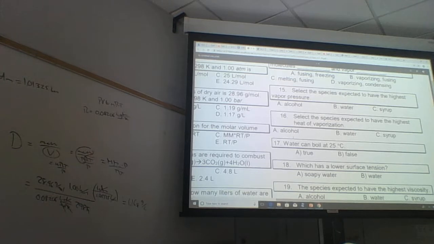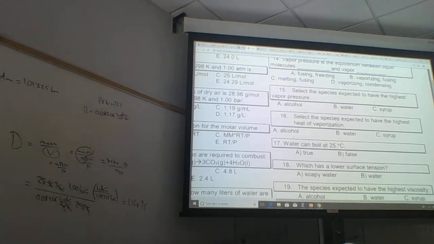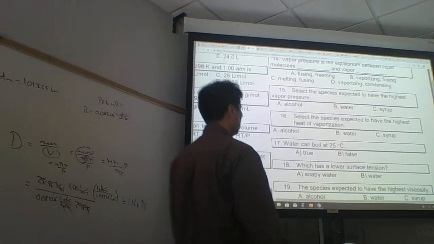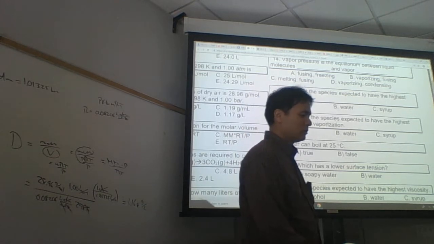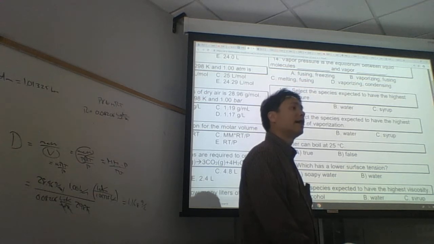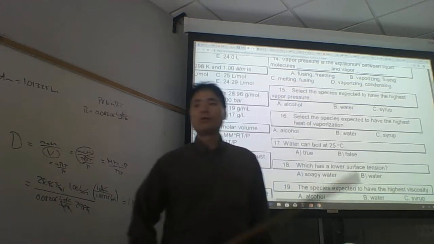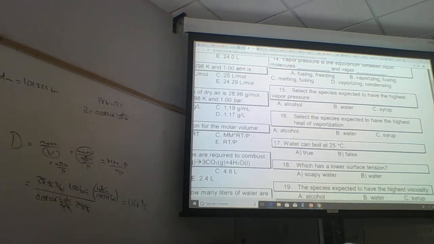So water can boil at 25 degrees C? That's true. Yeah. This is why they have high altitude cooking instructions. At high altitude, atmospheric pressure is lower, so the boiling point is lower. If the boiling point's lower, it takes longer to cook food.